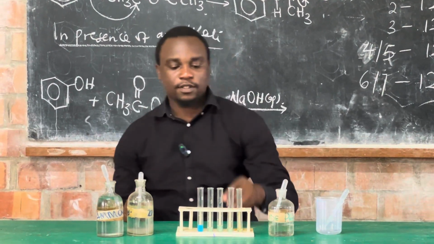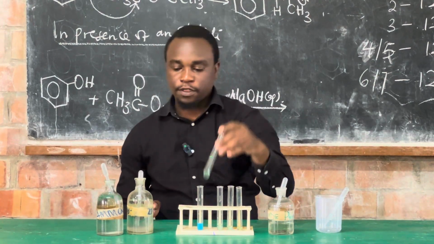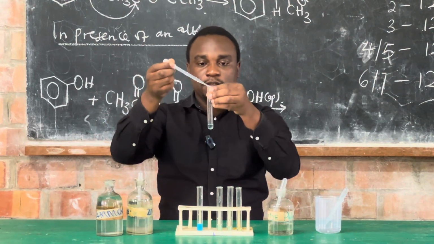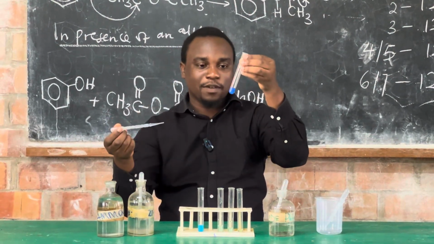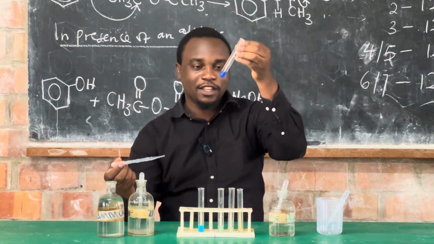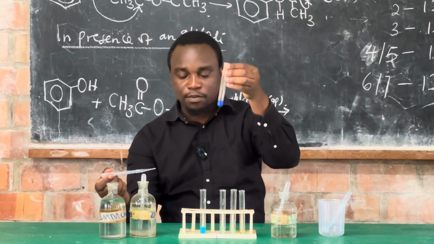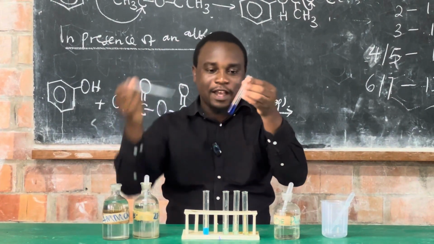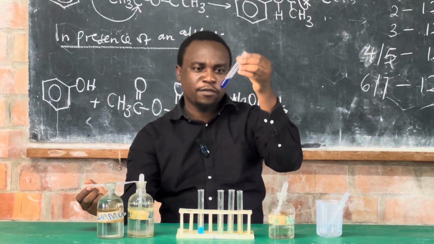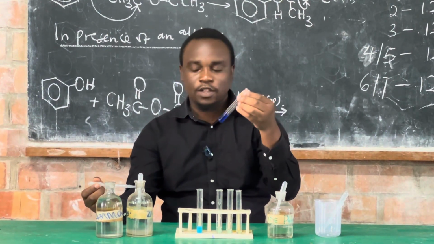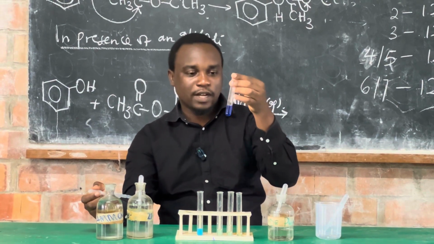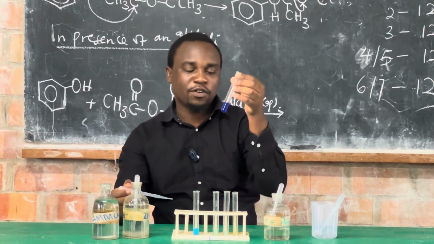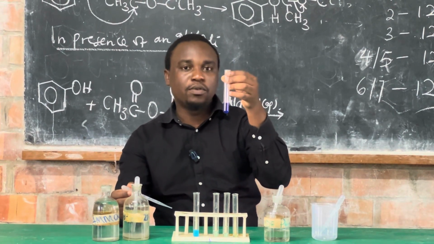Next, I will test this solution here with ammonia solution, first dropwise and then in excess. So I will add my drops. So we can see we are still forming a blue precipitate on addition of a few drops of ammonia solution. Then we shall add excess and we see what happens. So when we add excess, the precipitate dissolves, forming a deep blue solution as we can see. So addition of ammonia solution to copper 2 ions, we observe a blue precipitate on addition of a few drops, and on addition of excess, we see a deep blue solution.